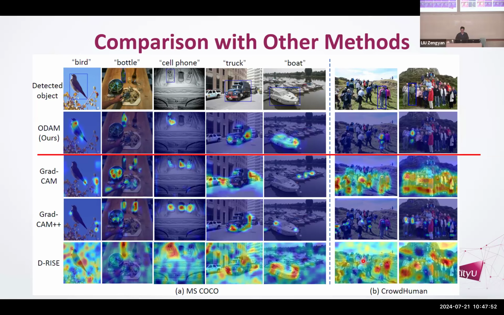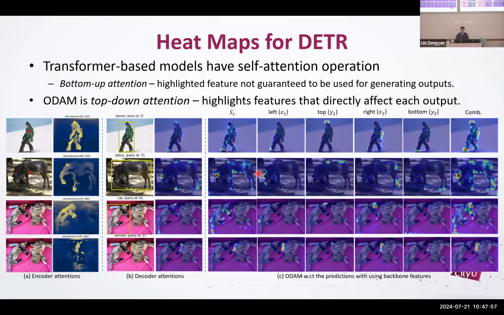Another question you might have is, how does this work for transformer-based models? Transformer-based models have this self-attention operation. It's important to note that self-attention is a bottom-up attention. It means it has no idea about the ultimate prediction. It just looks at the local features, decides what it thinks is important, and passes it to the next layer.